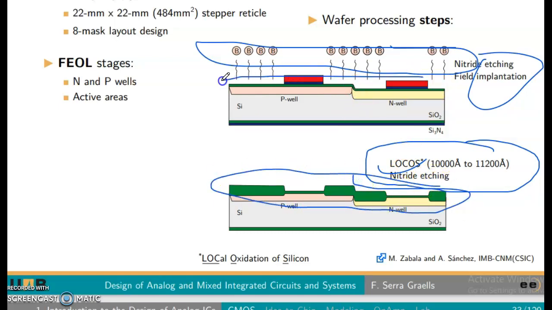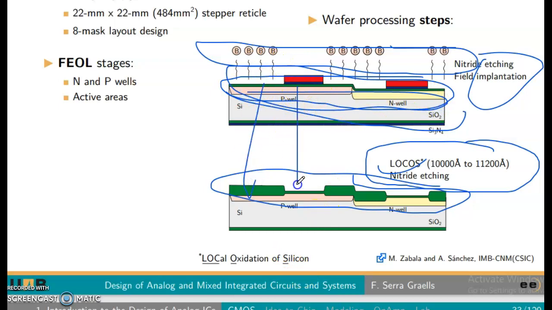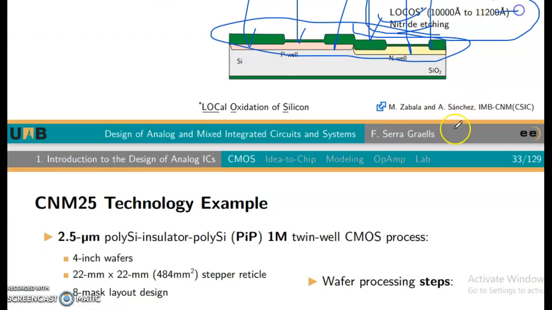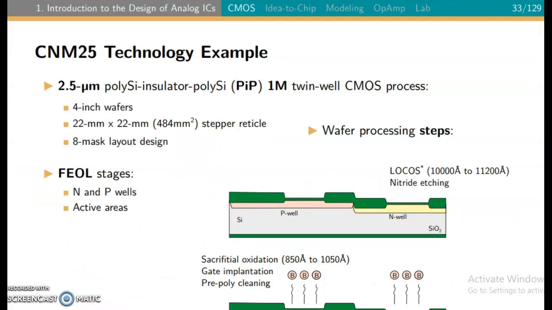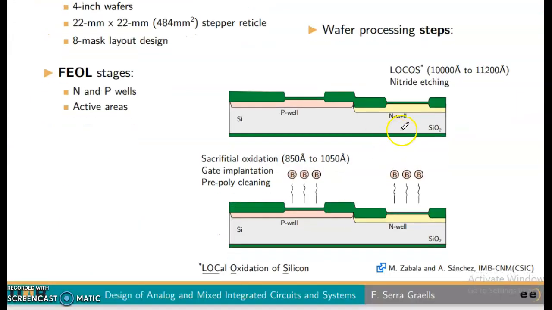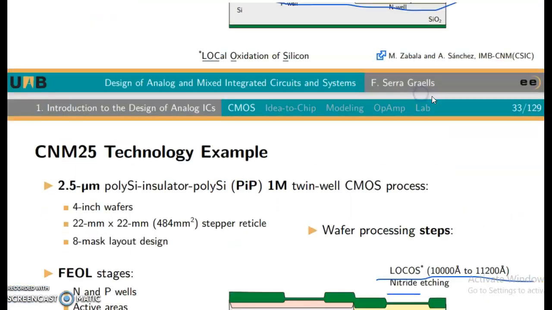Okay, here is the defect. Here is the defect. See the defect. What nitride etching? This in between this. Here LOCOS in this nitride etching same like this.